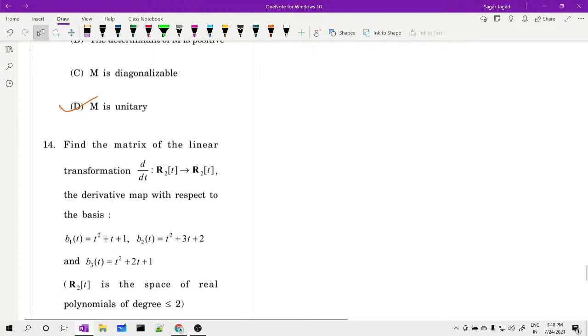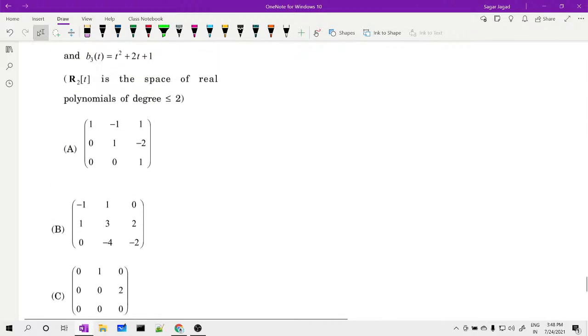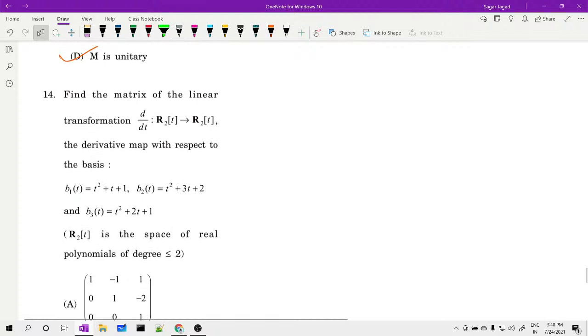Find the matrix of the linear transformation of the derivative with respect to the basis. Oh, good question by the way, and the last question. But still, we have to discuss this question also. The matrix of the linear transformation, the derivative map, with respect to this basis. Oh, that is cool. Actually, too much cool.